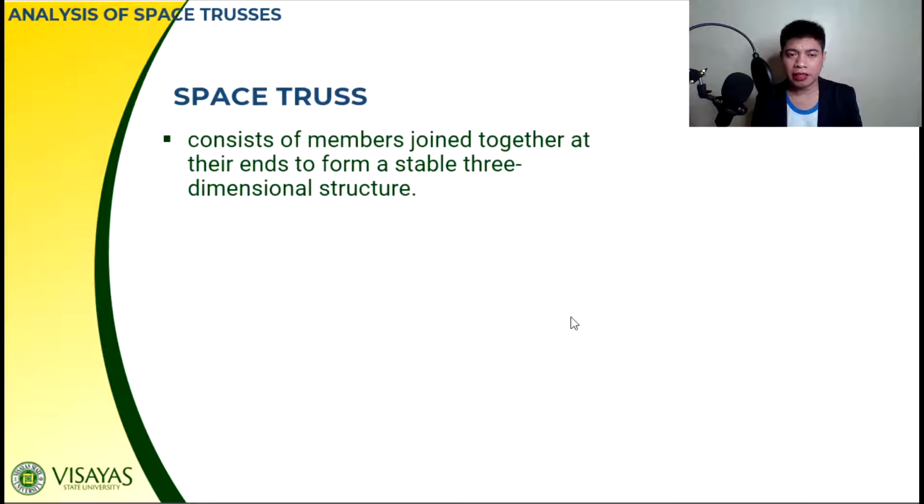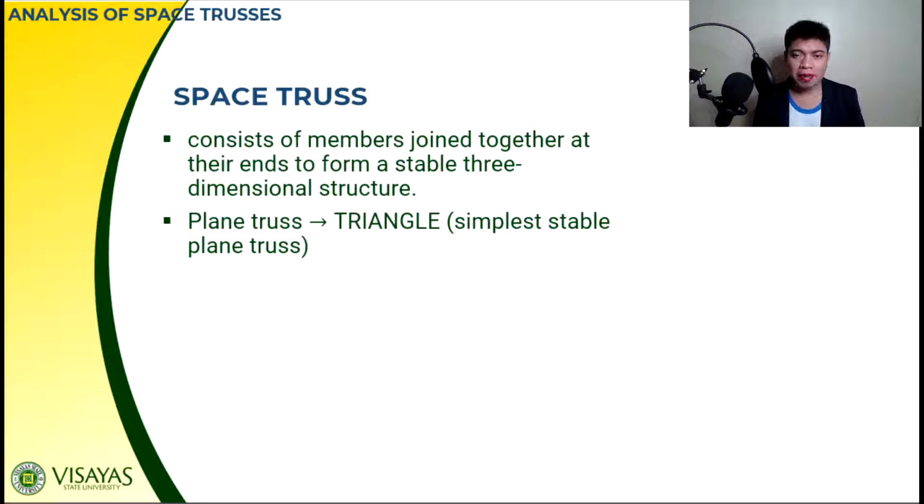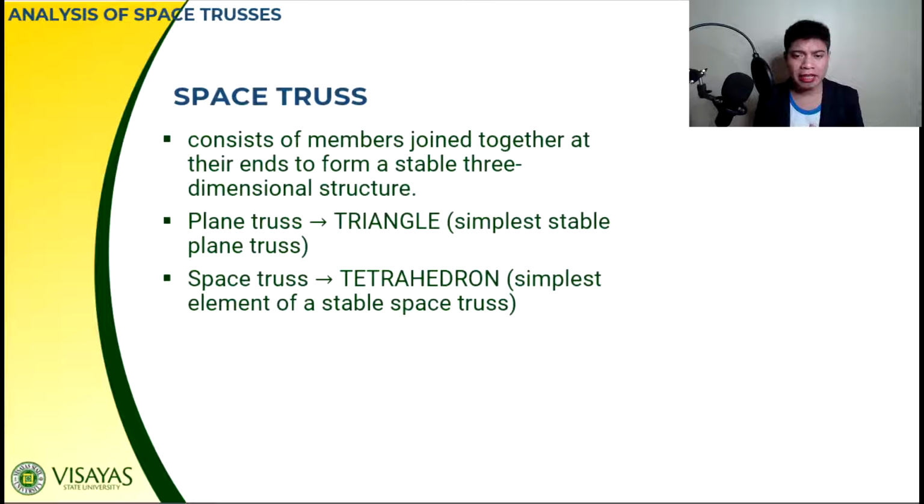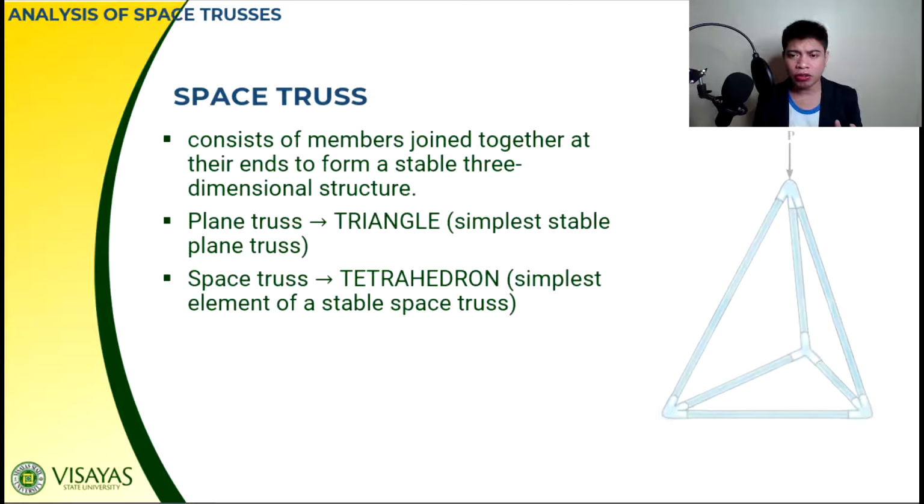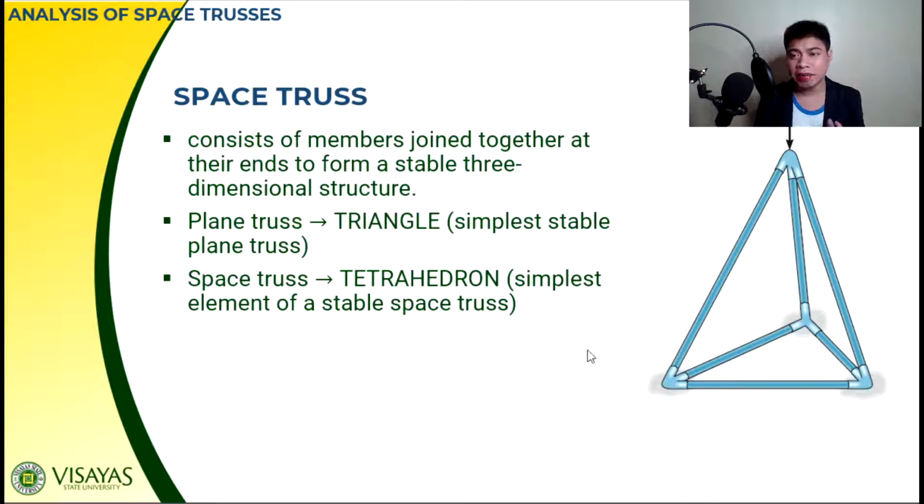So, of course, we know that a space truss consists of members joined together at their ends to form a stable three-dimensional structure. So, kung sa plane truss, yung ating simplest na stable plane truss nga ay yung triangle, dito naman sa space truss guys, ang ating simplest element for a stable space truss ay tinatawag natin tetrahedron. I'm sure narinig nyo na yung tetrahedron. Pag sinabi natin tetrahedron, ito yung solid na four-phase, di ba? So, sa case na to, kung gagawa tayo ng isang tetrahedron na shape galing sa mga members ng trusses, then we can create yung tetrahedron, a simplest na stable na space truss.